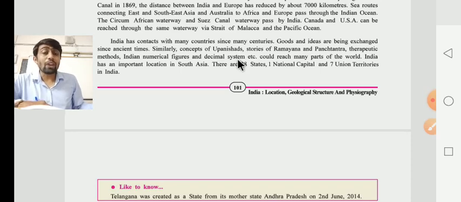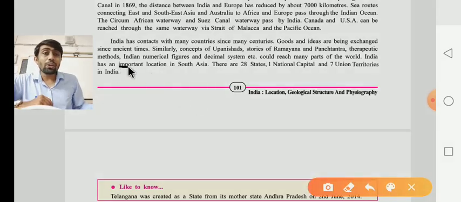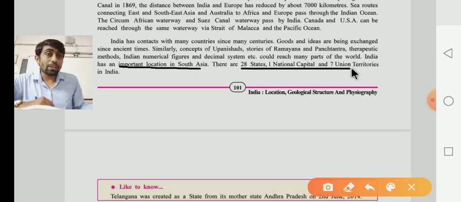All these things were discovered by our Rishi Munis in ancient times and could reach many parts of the world. India has an important location in South Asia, and we know very well, dear children, that India has an important location in South Asia. There are 28 states, 1 national capital and 7 union territories in India, dear children.